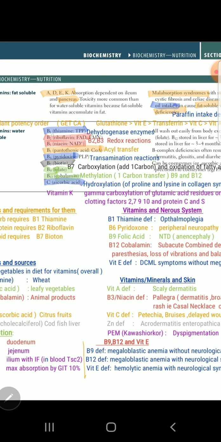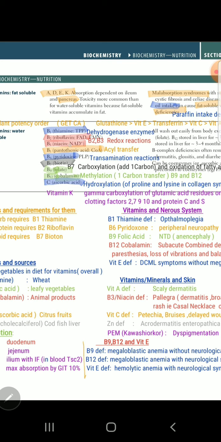So first, B1, also called thiamine, and thiamine pyrophosphate (TPP) is an important cofactor for it. The important enzyme is dehydrogenase enzyme. We'll learn about it. And important dehydrogenase enzyme is important in glucose metabolism. Then B2, riboflavin, flavin adenine dinucleotide, flavin mononucleotide. These are cofactors for riboflavin or vitamin B2. And then B3 or niacin, N for niacin, N for NAD, nicotinamide adenine dinucleotide. This is the cofactor for B3.